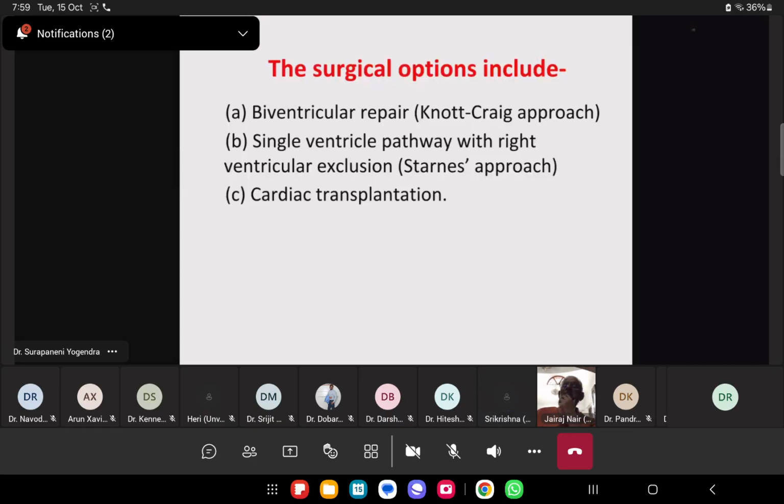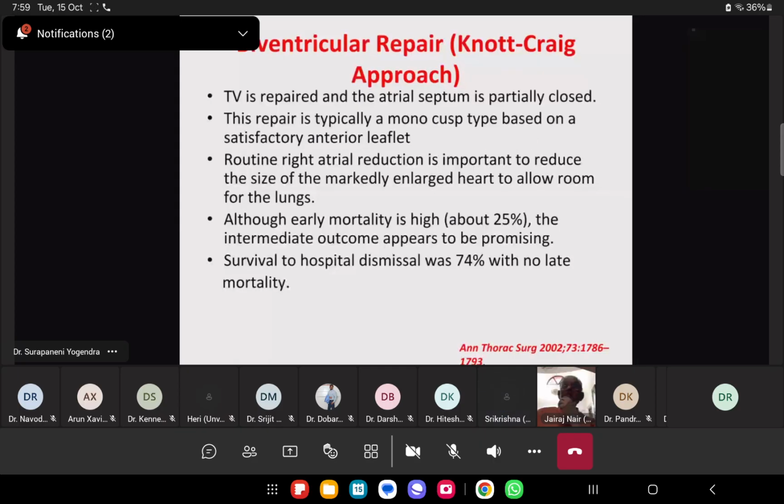Surgical options in neonate repair: single ventricle pathway with right ventricular exclusion, that is Starnes approach, or cardiac transplantation. Biventricular repair, Knott-Craig approach. Tricuspid valve is repaired and the atrial septum is partially closed. This repair is typically a monocuspid type based on a satisfactory anterior leaflet.